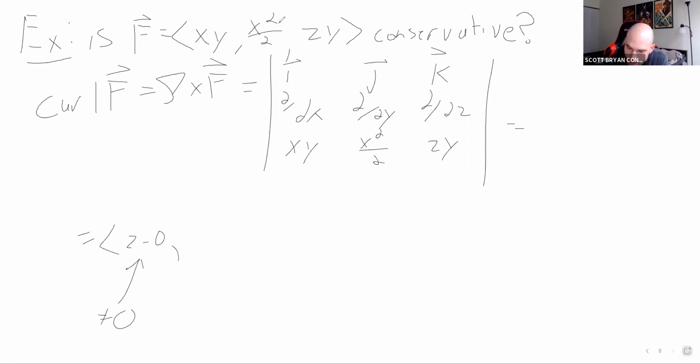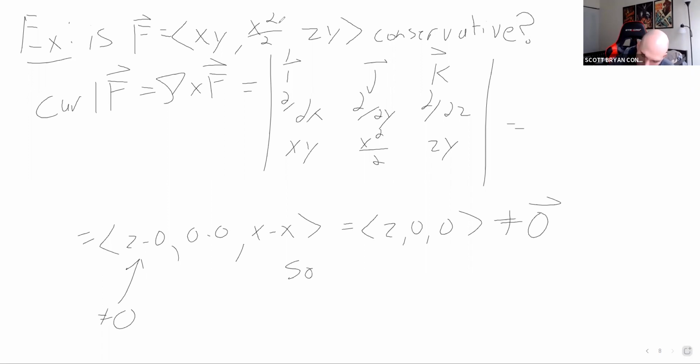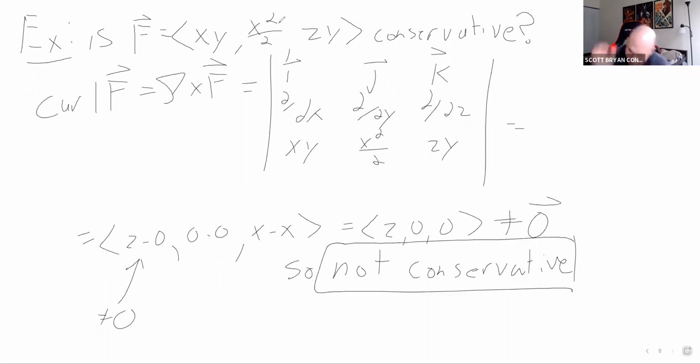So we get d dz times xy, which is 0, minus d dx times zy, which is 0. So that's 0. We get d dx times x squared over 2, which is x, minus d dy times xy, which is also x. So our curl is z, 0, 0, which is not the 0 vector. And so since the curl is not 0, our vector field is not conservative. If it was conservative, the curl would be 0.